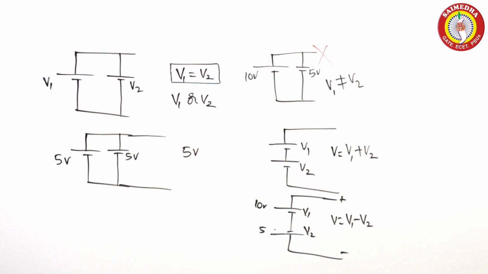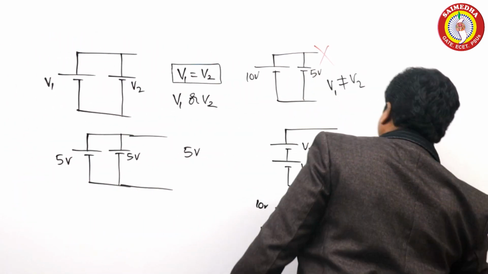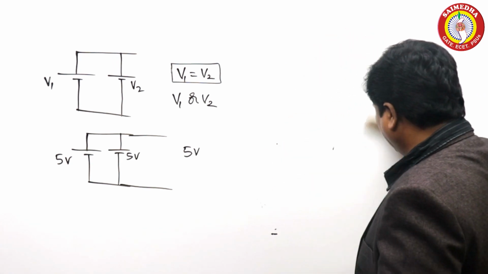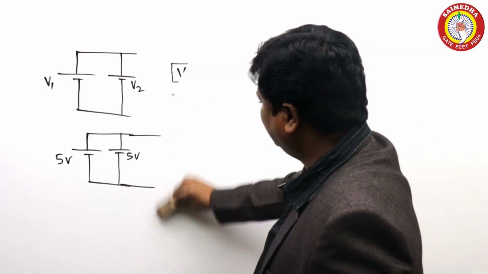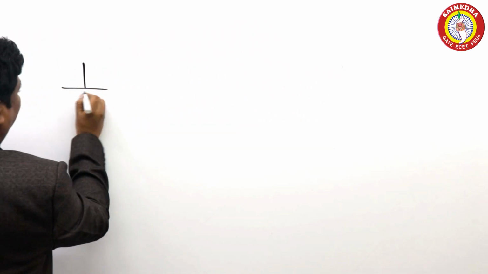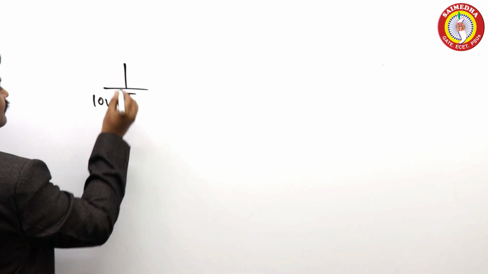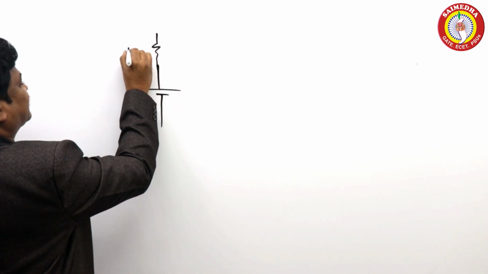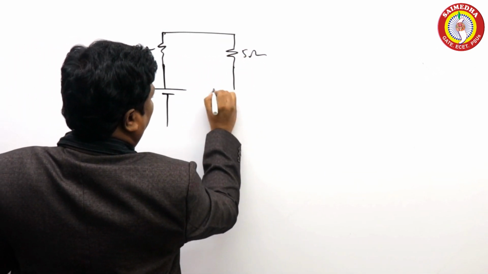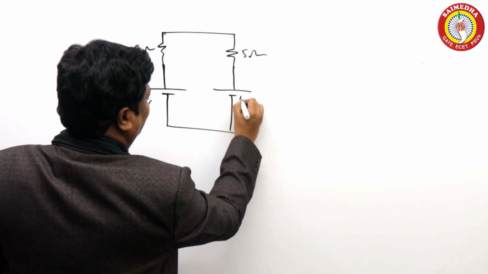Similarly, I have a small question for you. Up to now what we discussed, ideal voltage sources must have equal voltages if they are connected in parallel. So I'll give you one example. You see, this is the problem. Having 10 volts, with an internal resistance of 5 ohms, and also an internal resistance of 5 ohms, having 5 volts. This is 5 volts.